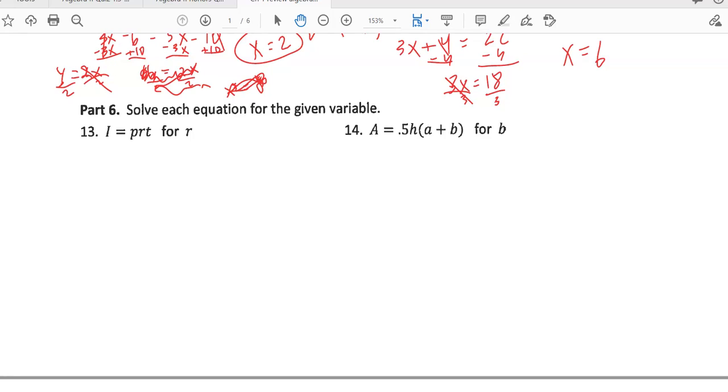Solve for the given variable. So solve for r. You can really do that in one step here. I would divide by p times t. And you basically have it, right? R equals I over pt.